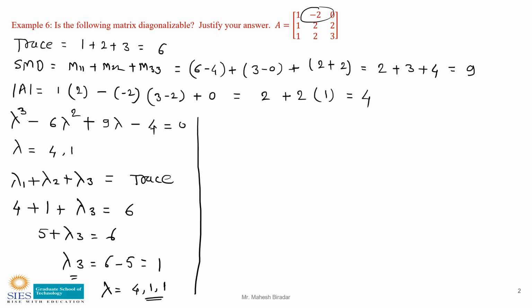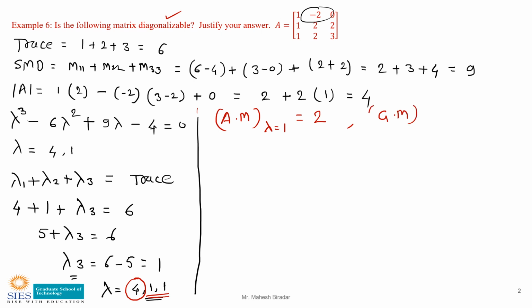Now, definitely here lambda is equal to 4, which is a single eigenvalue. So AM is 1, and GM is also 1. So the diagonalization condition depends only on this repeated eigenvalue. The algebraic multiplicity of lambda equal to 1 is 2 here, because 1 is repeated 2 times. Let us calculate the GM.